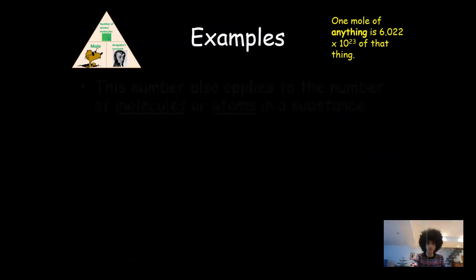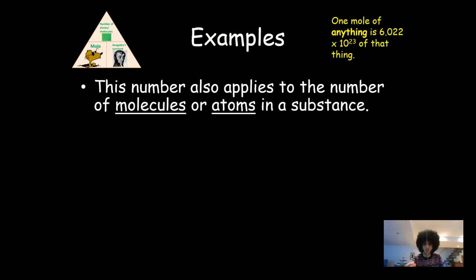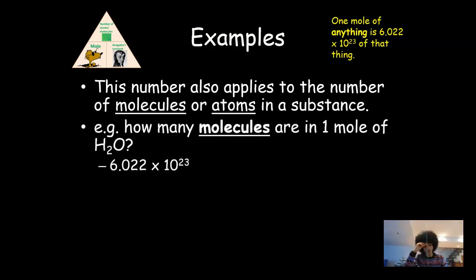It can get a little bit trickier. So for example, the number can also apply to the number of molecules or atoms in a substance. It'll be a tough question if you get this, but sometimes it does come up. So for example, if I've asked for how many molecules are in 1 mole of H2O, that'll be 6.022 times 10 to the 23, because it's the same idea of number equaling mole multiplied by AV, and this is still 1. So it's 1 times Avogadro's constant, which gives you 6.022 times 10 to the 23.